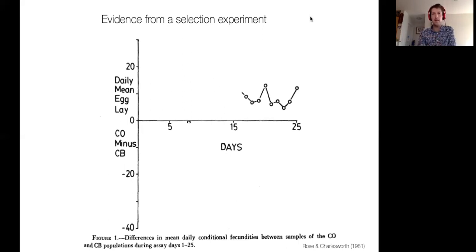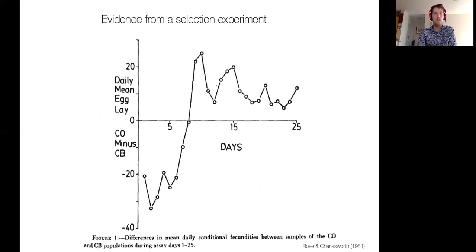And so I want you to pause and come up with your prediction of what we're going to see at these younger ages, say ages 0 to 15. Well, here's what they found. There's actually a flip. The ones that were the CB line, after selection, not only do they not live as long, but they lay way more eggs at young ages.